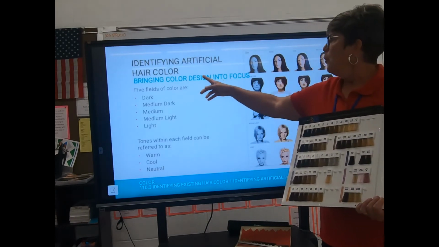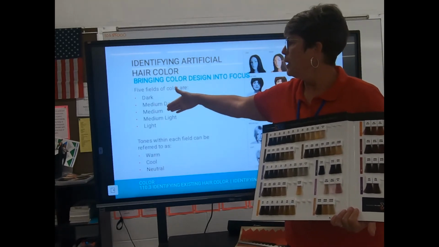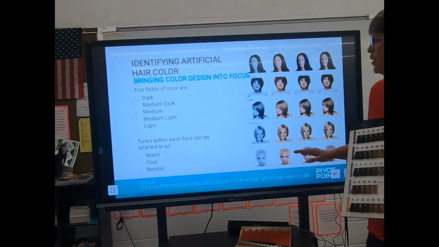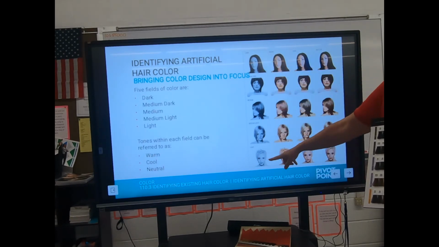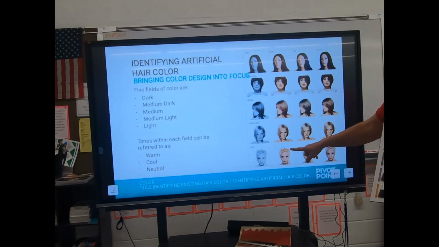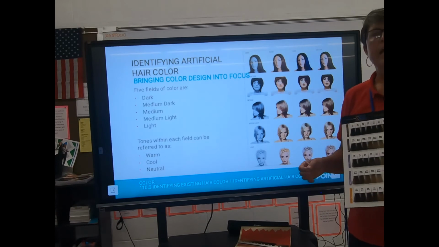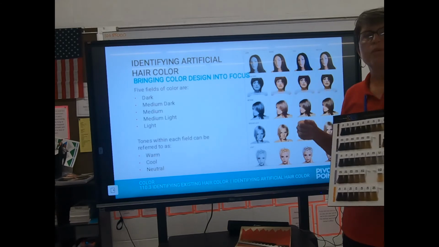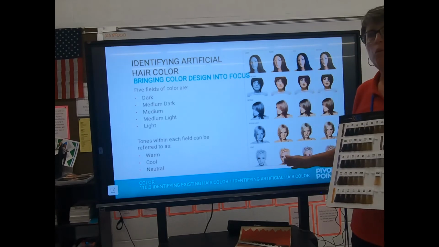Okay, so we need to decide, is the hair dark, medium, medium light, light? This is artificial hair color. And is it warm, cool, or neutral? So here are some really good pictures, a black and white showing you everything from dark to light. Then it's showing you in warm tones, cool tones, what that might look like, and neutral tones. Okay, so it's important that you know. If someone comes in and they say, I want my hair to be silver, you are definitely going to be in the cool tones with a purple base. If they say, I want my hair to be red, you are definitely going to be on the warm side of things.